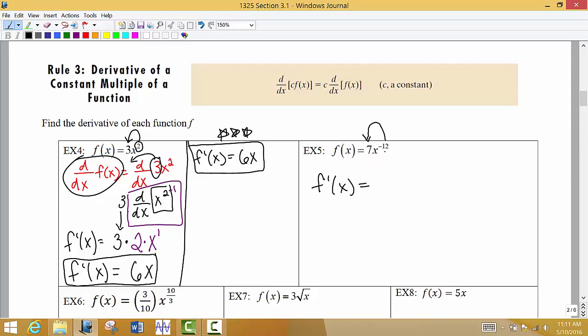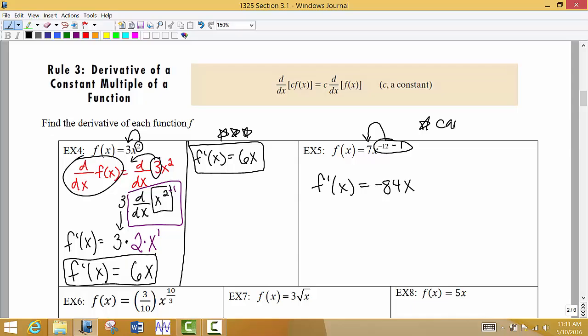So 7 times negative 12, and you will be able to use a calculator on the test. So go ahead and type that into your calculator. We get negative 84. And why is it negative? Because we have a negative 12 times a positive 7. Okay, so we get a negative 84, and then we get x. Now we're going to reduce the power by 1. So we're going to subtract 1 from the existing power.